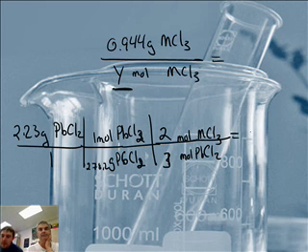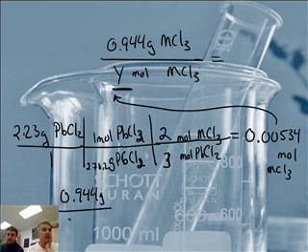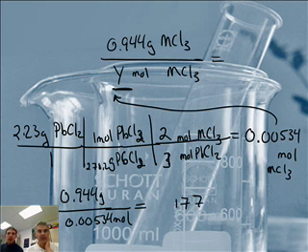That gives us a pretty small number: 5.34 times 10 to the negative third, or 0.00534 moles of MCl3. So now we plug that in. That's our Y number. So I'm going to take 0.944 grams divided by 0.00534 moles, and that'll give me the grams per 1 mole, which is 177 grams per mole of the MCl3.